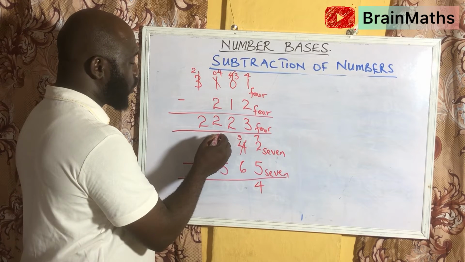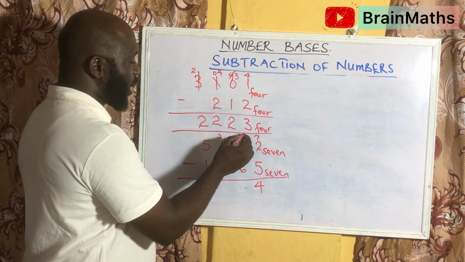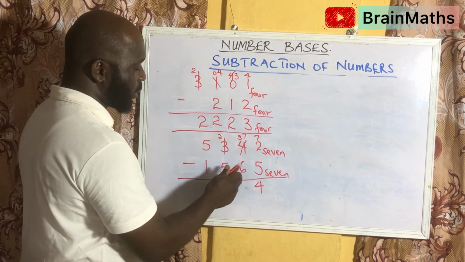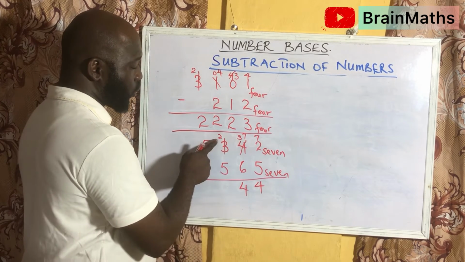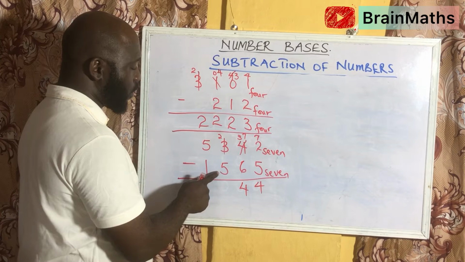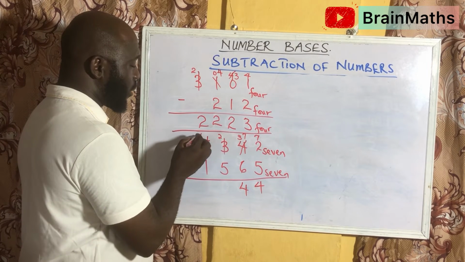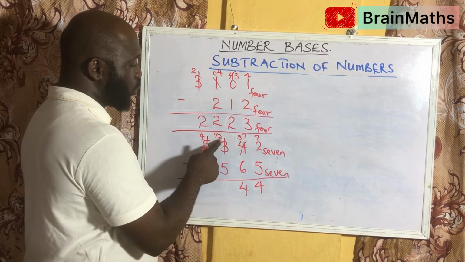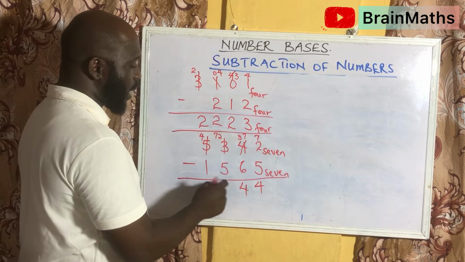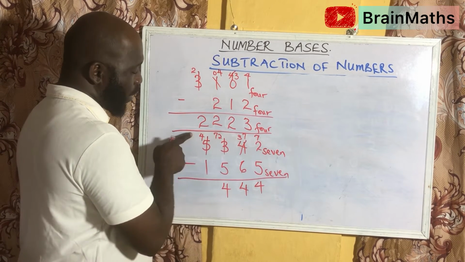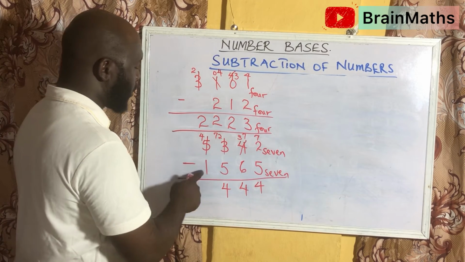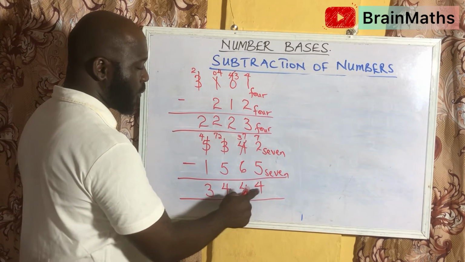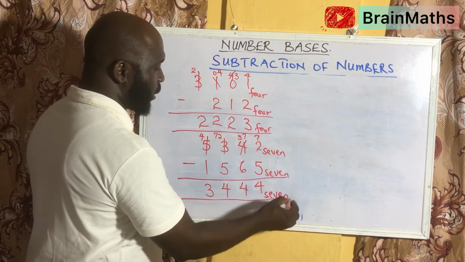We come to this place. We take 1, remain 2. And the 1 we have taken is another 7. 7 plus 3 is 10. 10 minus 6, 4. We come to this one. 2 minus 5 is also impossible. Come to this 5, take 1, remains 4. This 1 we have taken is another 7. 7 plus 2 will give us 9. And 9 minus 5 will give us 4. So we are left with 4 on this side. 4 minus 1, that is 3. So our answer here will be 3, 4, 4, 4, all in base 7.